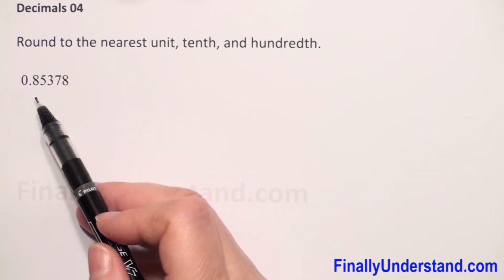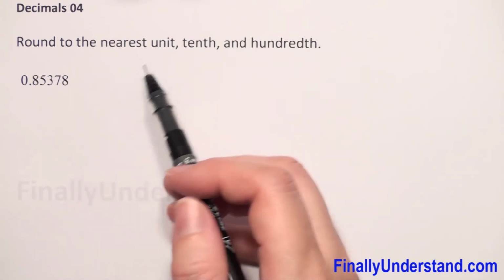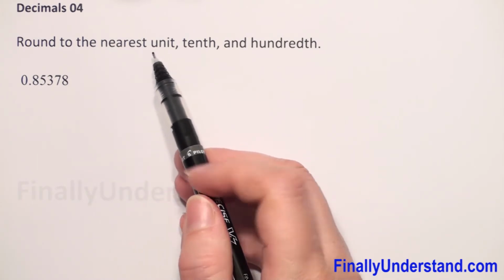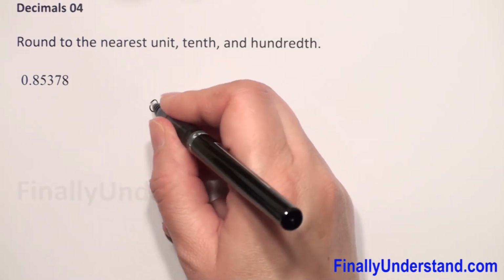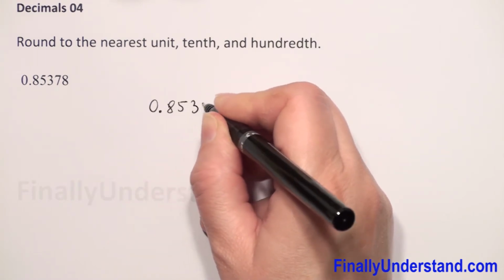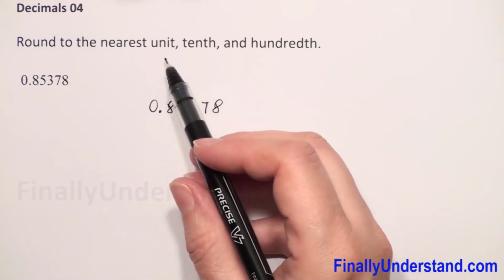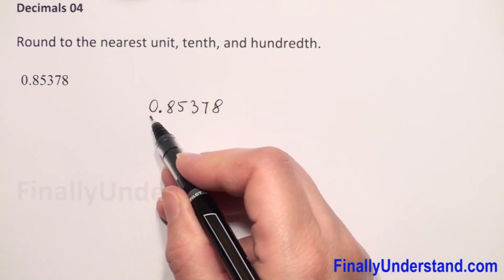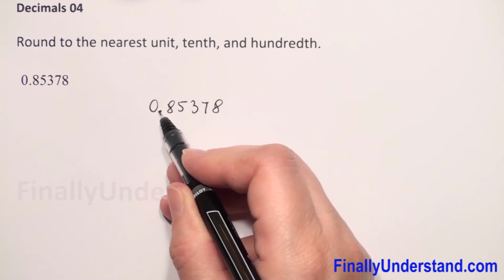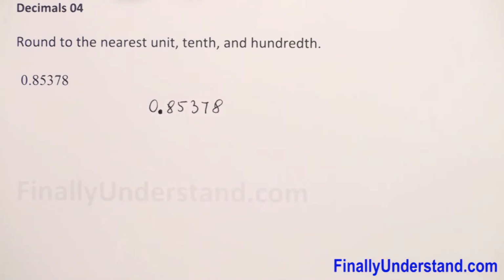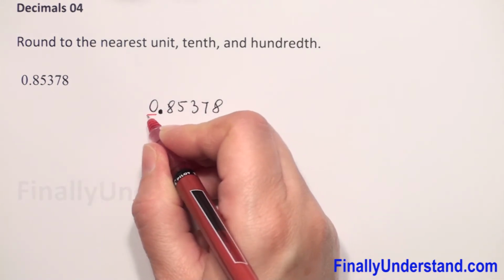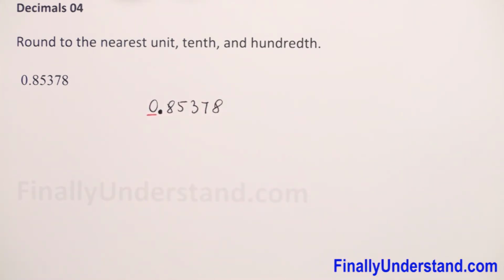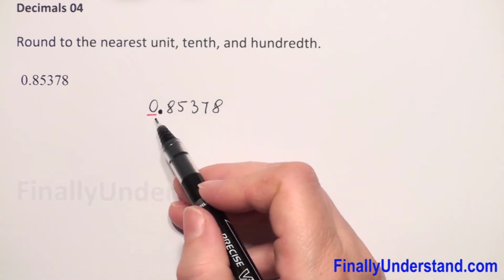So first we have to find the digit to which we have to round. We have first the nearest unit. So let me copy our example. We have 0.85378 to the nearest unit. So this is the first digit before, or we can say to the left of, the decimal point. So this is 0. Next step, we have to check the digit which is after our underlined digit.